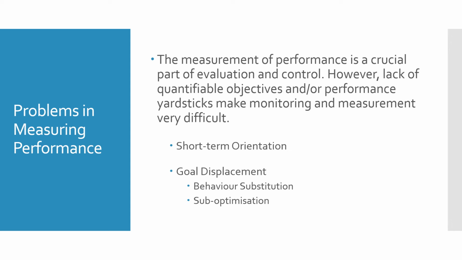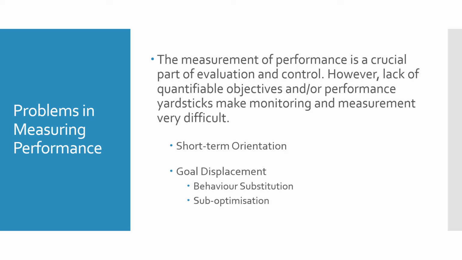The second problem we encounter is goal displacement. If not carefully done, monitoring and measuring of performance can actually result in a decline in overall corporate performance. Goal displacement is the confusion of means with ends and occurs when activities originally intended to help managers attain corporate objectives become ends in themselves or are adopted to meet ends other than those for which they were intended. Two types of goal displacement are behavior substitution and sub-optimization.